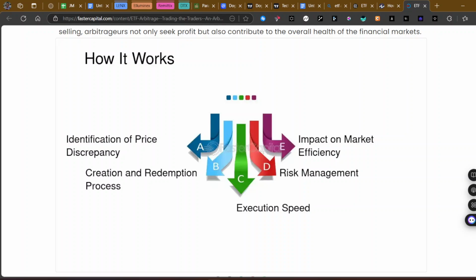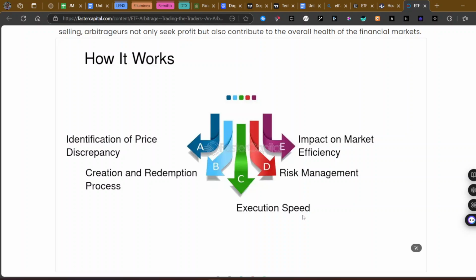Now, once you have identified a potential ETF arbitrage opportunity, the next step is deciding when to execute the trade. Timing is crucial in ETF arbitrage because these price discrepancies can correct themselves very quickly. If you are too slow, the opportunity might disappear before you can even profit from it.